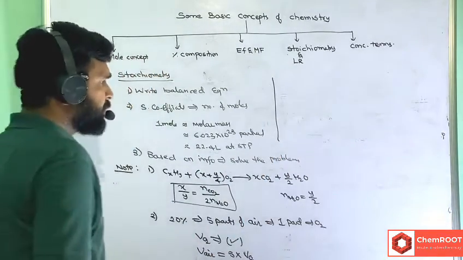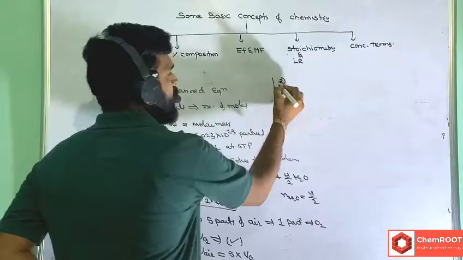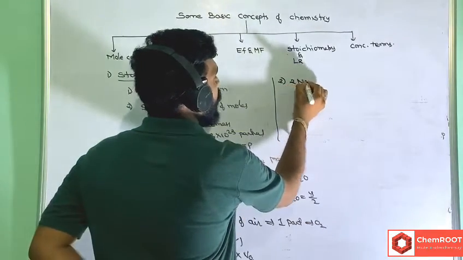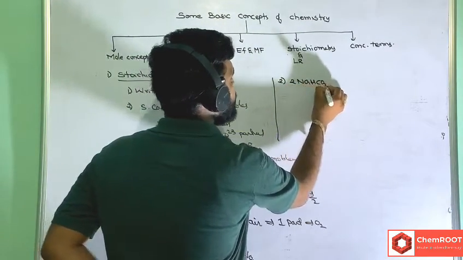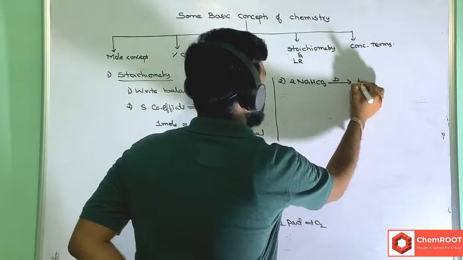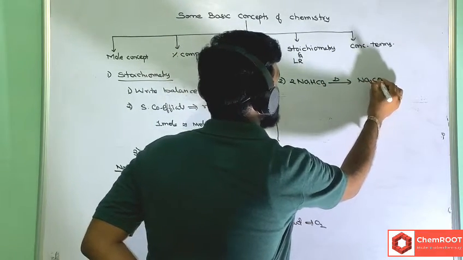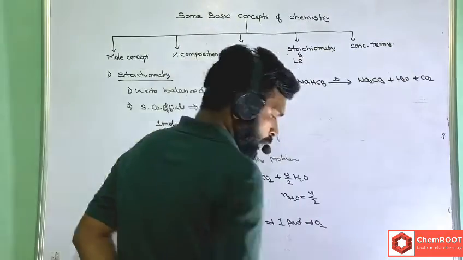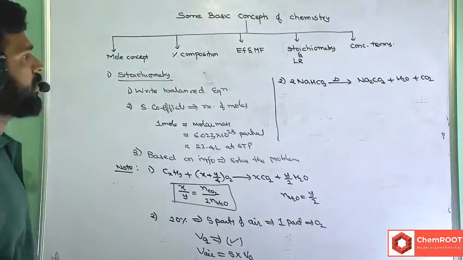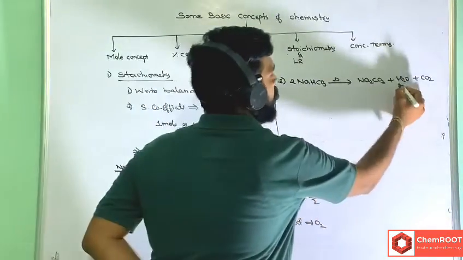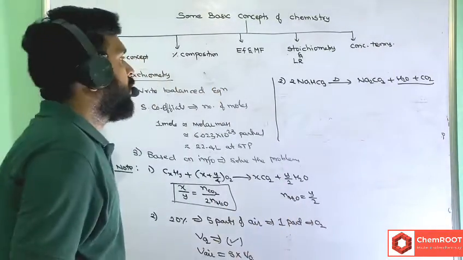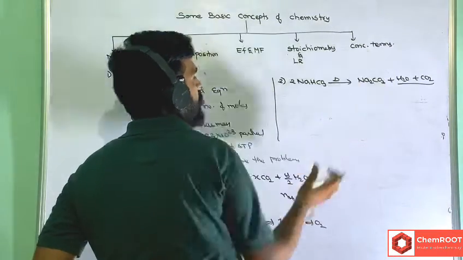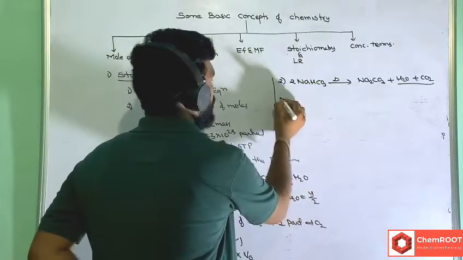Another important one: some reactions use sodium bicarbonate. They will ask what happens if it is decomposed by heat. It will give Na2CO3, water and carbon dioxide. In this case, the water and carbon dioxide are eliminated, and the residual substance will be present. Questions will be asked based on this.